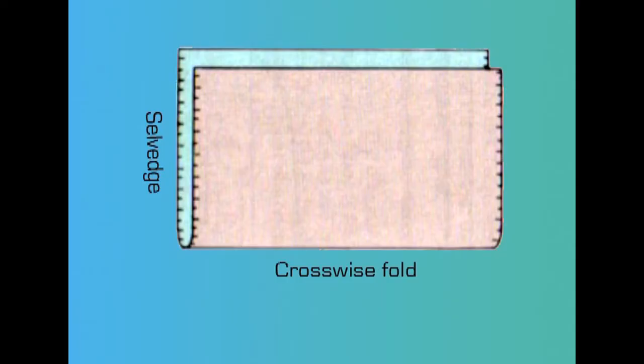Layout with the crosswise fold. When fabric cannot accommodate crosswise patterns, layout is made on crosswise fold. For a crosswise fold, fabric is usually folded so that the cut ends match. However, a crosswise fold can also be a partial fold.